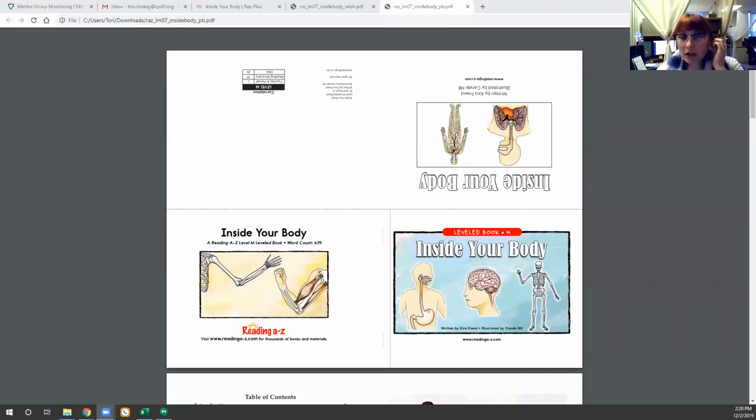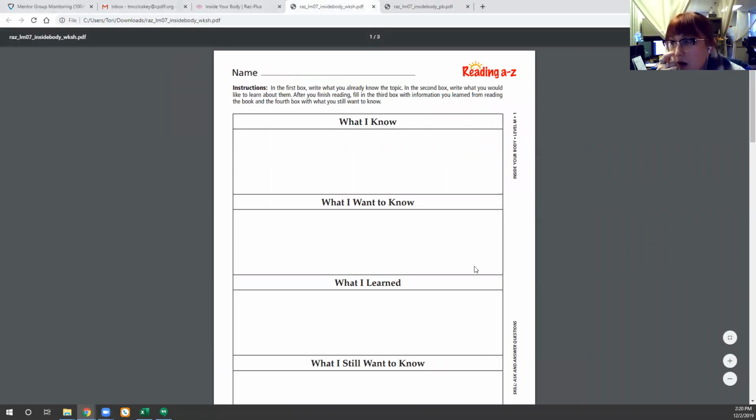Hi friends, this is our guided reading lesson for the day. So what I would like you to do is I want to know if you know anything about the human body. So, have you ever heard of the skeletal system? If so, what is it?